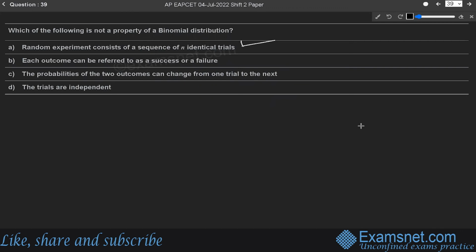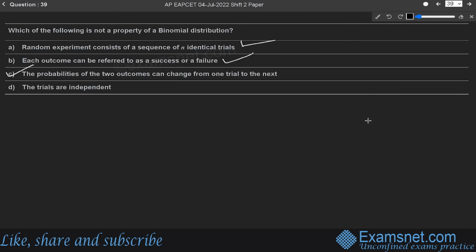Second option is each outcome can be referred to as a success or failure. Yes, the outcomes can be either a success or failure. This is also correct. The probabilities of the two outcomes can change from one trial to the next. See, statement C is not correct. According to the binomial distribution, the probabilities of any two outcomes cannot change from one trial to another. So we can say that option C is not correct. Therefore, this is a property which is incorrect. So the correct option here is option number C.